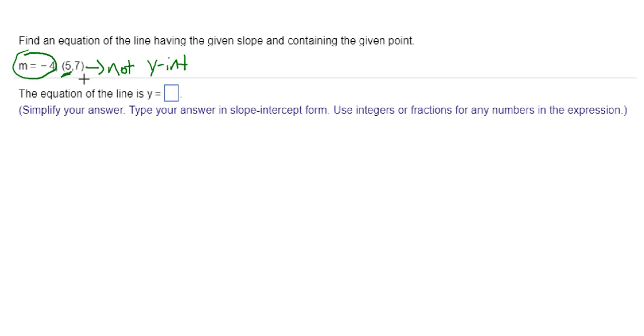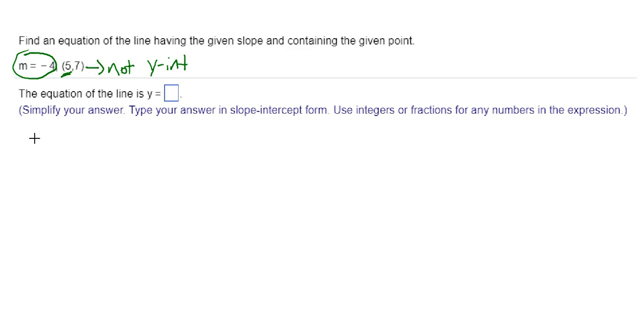And I want to really emphasize that because I will get students on the exams where that's exactly what they do. They take whatever y-coordinate they can find and they plug that in for b. But b isn't just some random y-coordinate. It is the y-intercept y-coordinate. This is not the y-intercept. So we don't know what b is equal to.